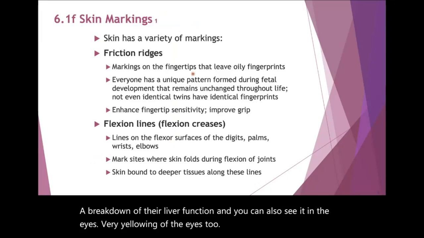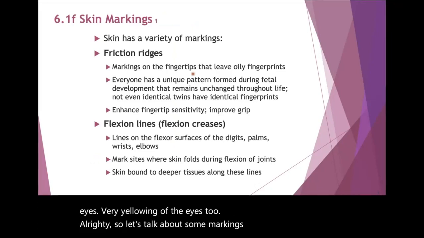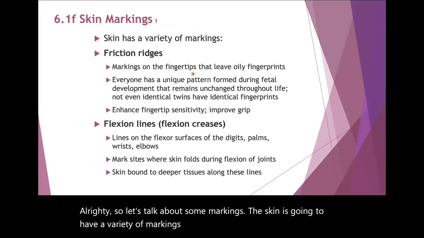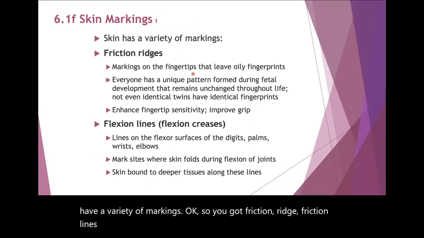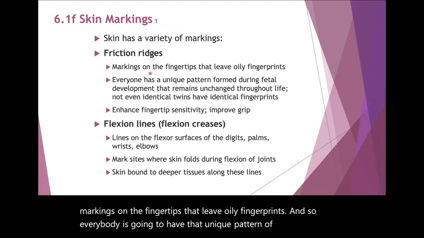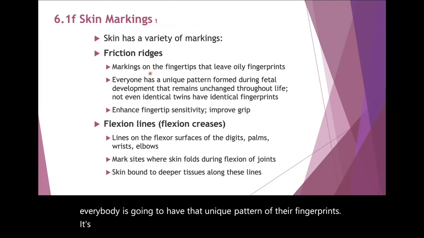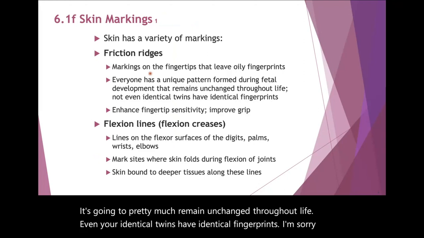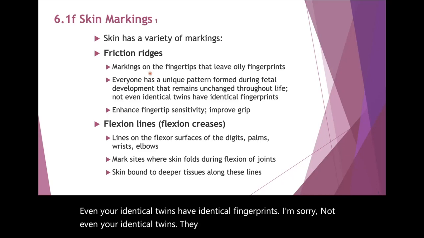All righty, so let's talk about some markings. The skin is going to have a variety of markings. Okay, so you've got friction ridges and flexion lines. Let's start with friction ridges first. Those are going to be markings on the fingertips that leave oily fingerprints. And so everybody is going to have that unique pattern of their fingerprints. It's going to pretty much remain unchanged throughout life. Even your identical twins, I'm sorry, not even your identical twins, they don't have identical fingerprints.